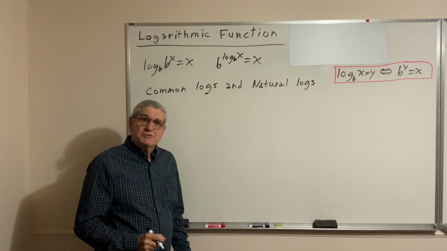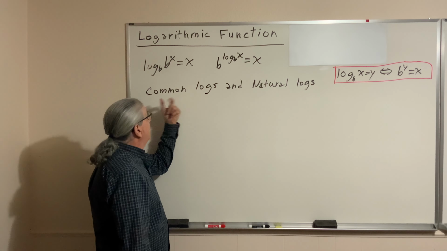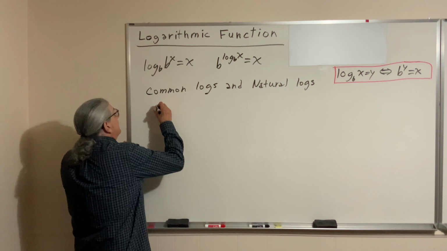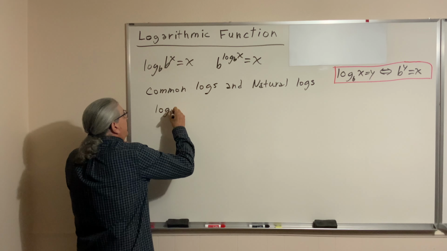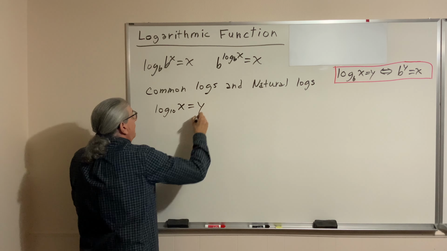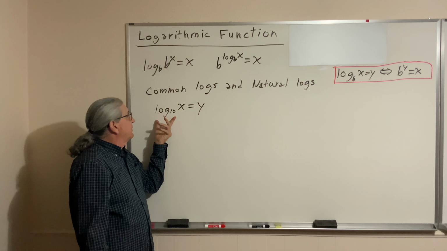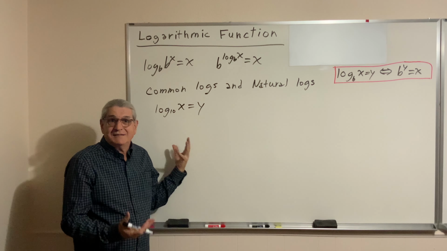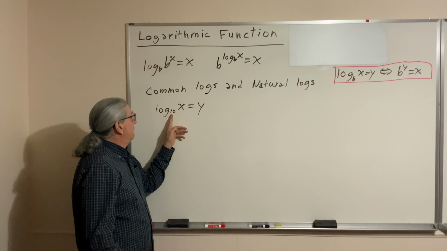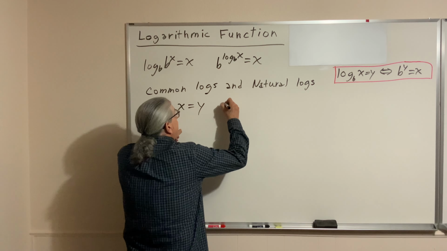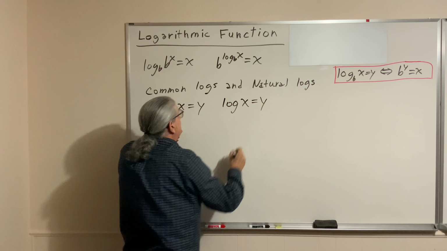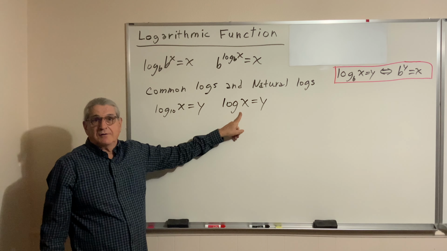All right, we have special logs. One of them we call the common log, and the other one we call the natural log. The common log is the log base 10 of x equals y. The reason this is common is that we use a base 10 for our number system. So we remove the 10. If we see the log of x equals y, we know that there's a 10 here.